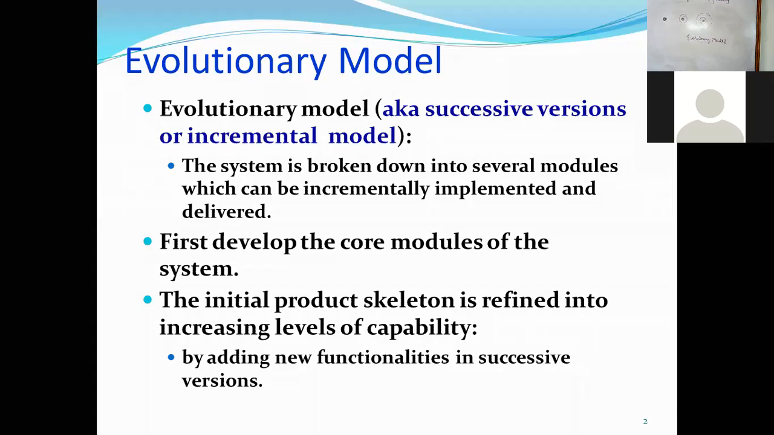First, develop the core modules of the system. When you want to build any system, you may not be aware of everything, but you know the start, you know the core. So you start developing from the core. The initial product skeleton is refined into increasing levels of capability, by adding new functionality in successive versions. Once the initial skeleton is built, you will know where to go next. So in successive versions of the software, we add new functionalities. That should be our concern.